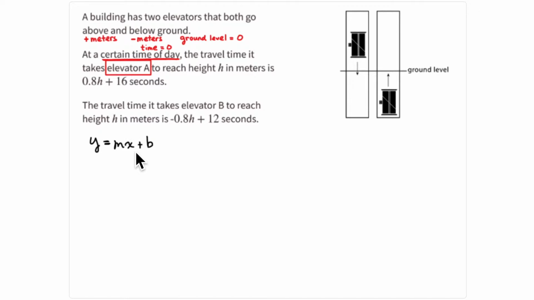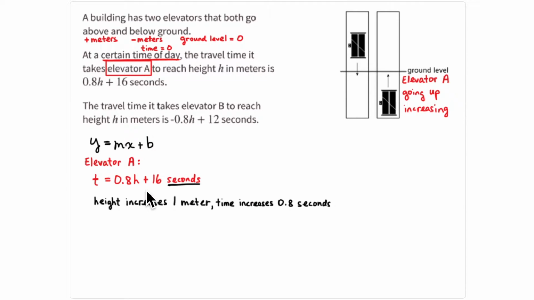So you have a value for x, and you figure out what the value for y is. So y is dependent on whatever you choose for x. So for elevator A, time is dependent on the height. So notice that this height increases 1 meter as time increases 8/10 of a second. So this is the slope right here. So for every 1 meter, time increases 8/10 of a second. So that's not too bad. Time is increasing as height is increasing.